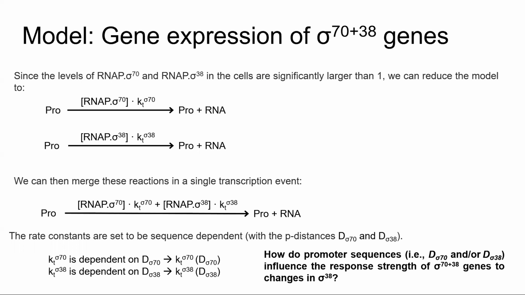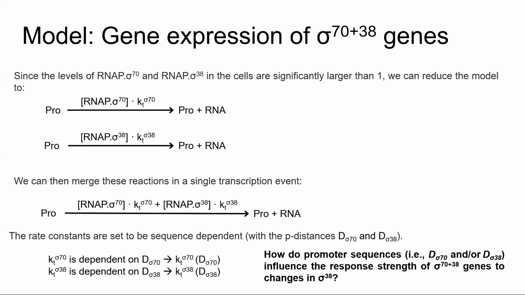That is, the transcription rate made by RNAP sigma 70 is dependent on how similar or different the promoter sequence is to the average sequence of a promoter that is recognized only by sigma 70. And similarly, the transcription rate made by RNAP sigma 38 is dependent on how similar or different the promoter sequence is to the average sequence of a promoter that is recognized only by sigma 38.